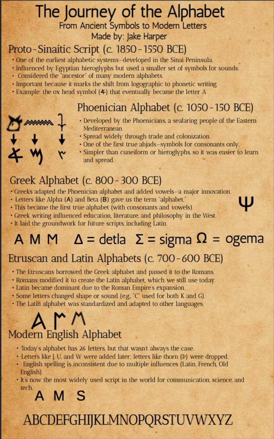I chose the infographic format because it allows me to almost simplify a very complex historical topic into something simple and visual that's easy to understand, but also still emphasizing the complexity of the material. So my infographic here walks the viewer through the development of the modern English alphabet from the Proto-Sinaitic script all the way down here to the modern English alphabet.